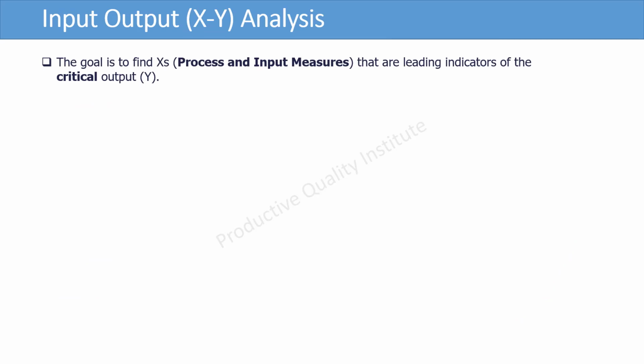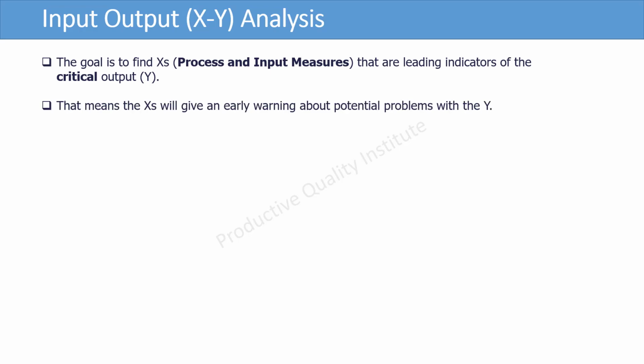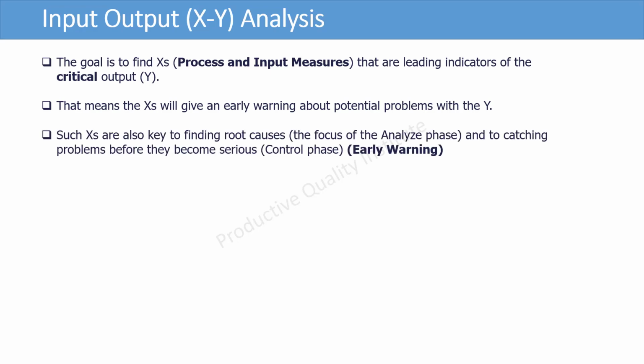The goal of Input-Output, XY Analysis is to find X's, process and input measures, that are leading indicators of the critical output, Y. That means the X's will give an early warning about potential problems with a Y. Such X's are also key to finding root causes, the focus of the Analyze phase, and to catching problems before they become serious, which appears in the Control phase. So, we can achieve the benefit of early warning.